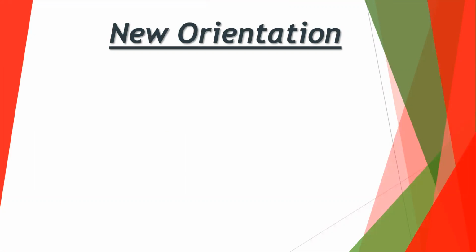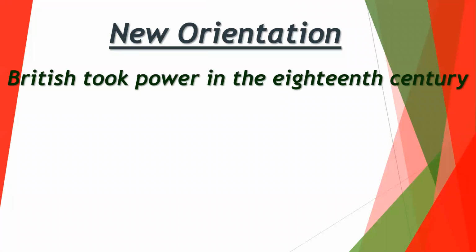New orientation, in the previous lecture we discussed in detail. The British took power in the 18th century in the subcontinent. They came to India and took over power from the Muslims who had ruled the subcontinent for nearly 1,000 years. The whole region was a feudal medieval society with a self-sufficient economic system in agriculture as well as manufactured goods produced by a vast network of cottage industry.